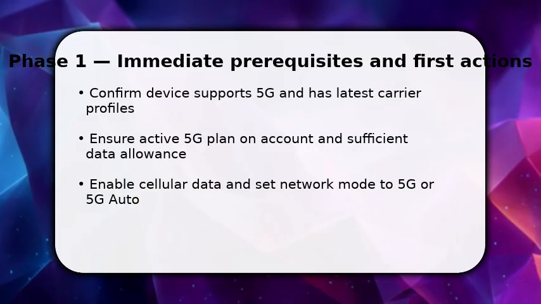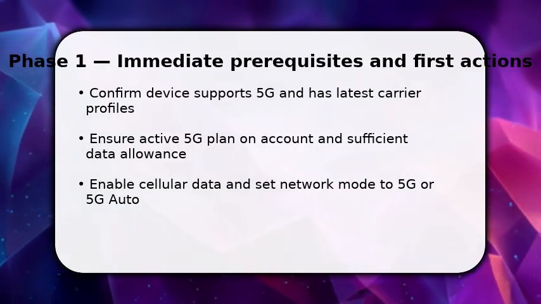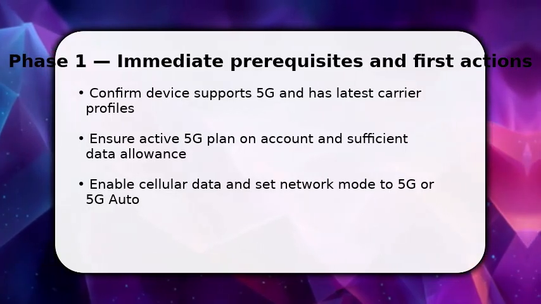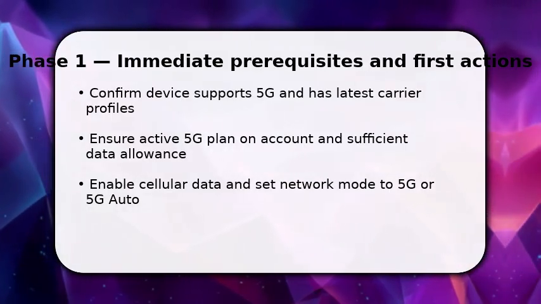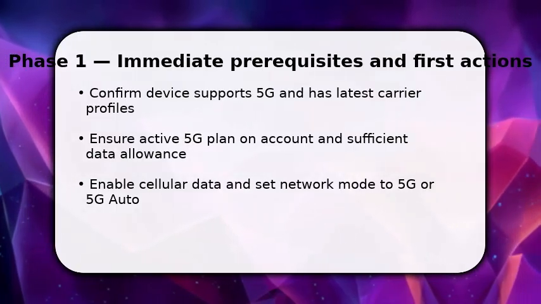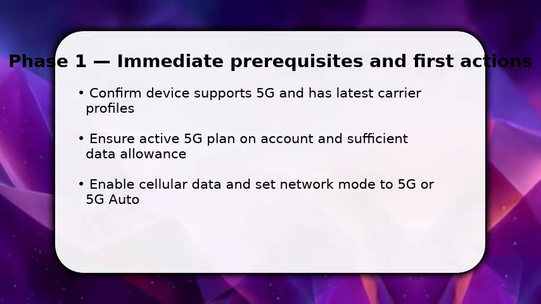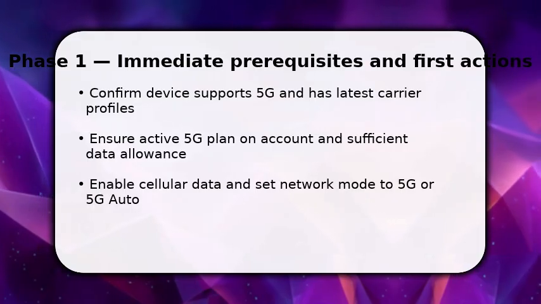You start by verifying prerequisites. Confirm your phone supports 5G and that the carrier account has an active 5G plan. Open Settings, then Cellular or Mobile Data. Make sure cellular data is on. Next, tap Network Mode and choose 5G or 5G Auto so the device can switch intelligently.